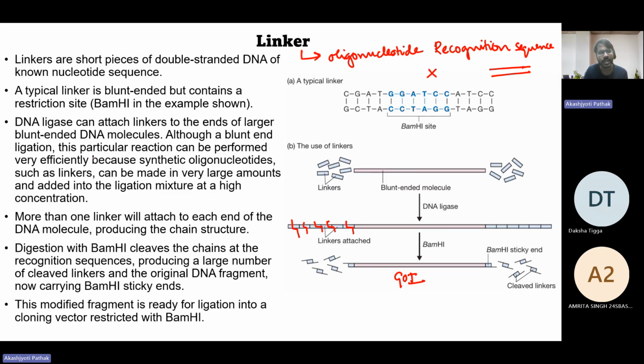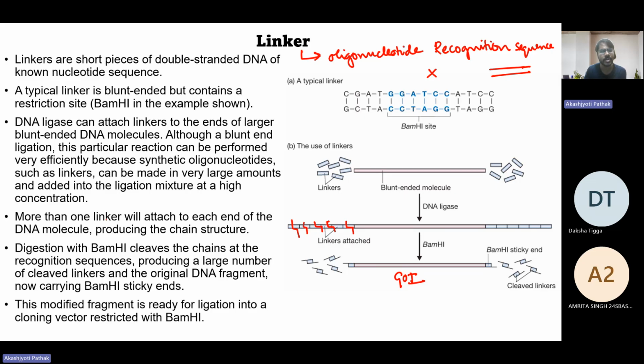Although it is a blunt-ended ligation, this particular reaction can be performed very efficiently because synthetic oligonucleotides such as linkers can be made in very large amounts and added into the ligation mixture at a high concentration. So for blunt-ended ligation, you require a very high concentration of your linker molecule. You can purchase them commercially, so you can add them in a very high amount to your DNA molecule, and then you add the DNA ligase. Your ligase will ligate the linker molecule with your blunt-ended molecule.